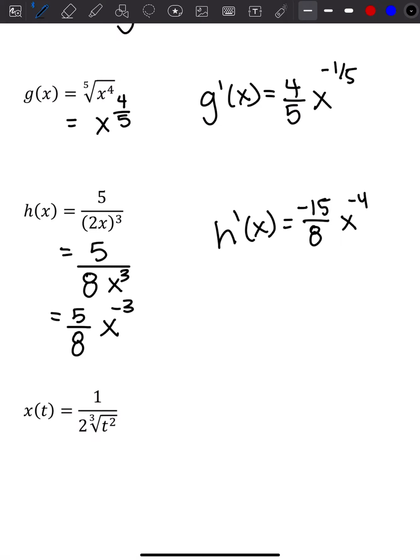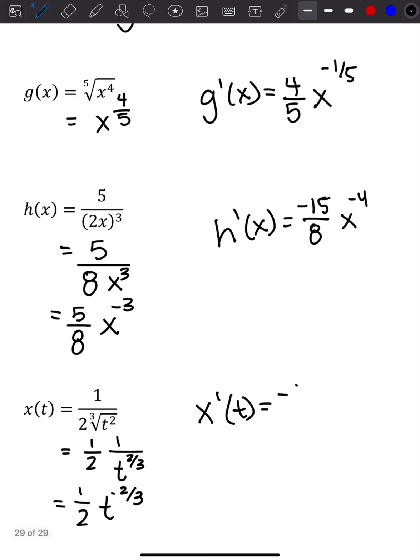Our last one. So the first thing I'm going to do is change it so we have our fractional exponent. So I have t to the 2/3, and I now have t to the -2/3. So x prime of t. So I'm going to take 2/3 and multiply it by 1/2. When I do that, I get 2/6, which can be reduced to 1/3.